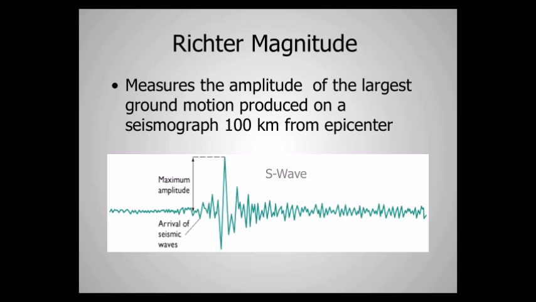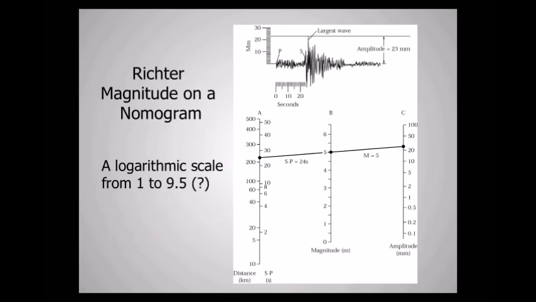So the larger the amplitude, the larger the magnitude of the earthquake. Another way to say that is, the larger the magnitude of the earthquake, the more ground motion it causes. So we can determine the magnitude of an earthquake by looking at the amplitude of the largest wave. And then we also have to take into account how far the seismograph station is from the epicenter.